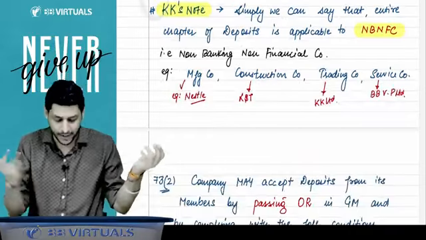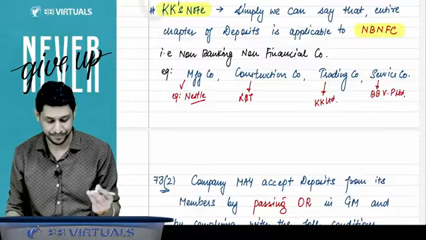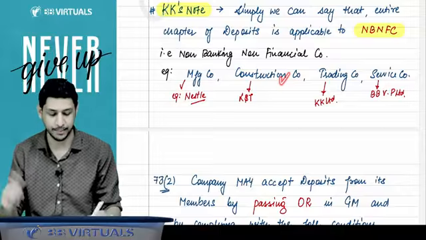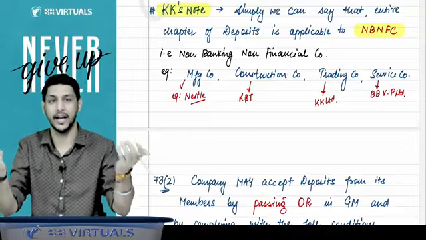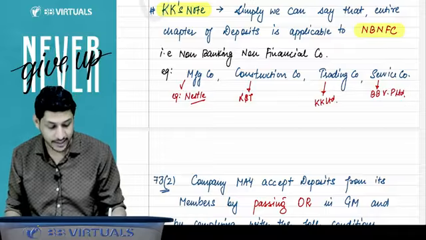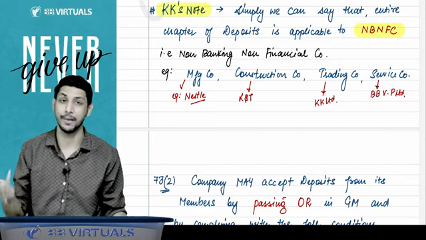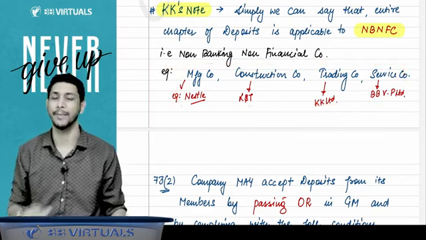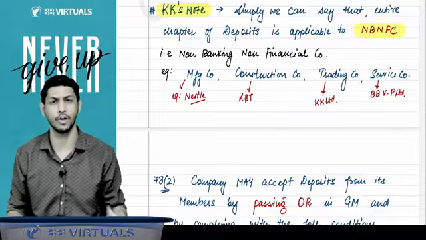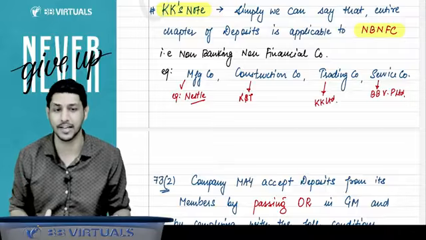For example, any manufacturing company, for example, like Nestle. For example, any construction company like L&T. For example, any trading company, you can take a hypothetical example, KK Limited. For example, a service providing company, for example, BB Virtual Private Limited. So these are the companies on which this chapter is applicable. Banking company, NBFC, housing finance company. On these companies, this chapter is not applicable.